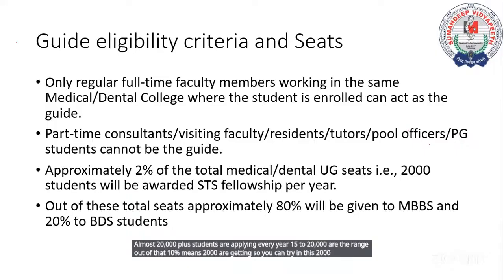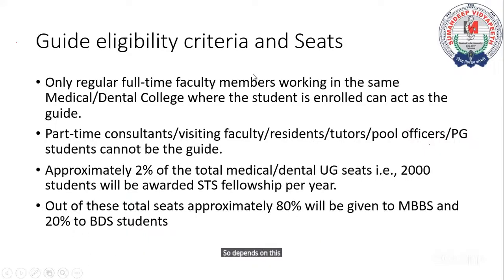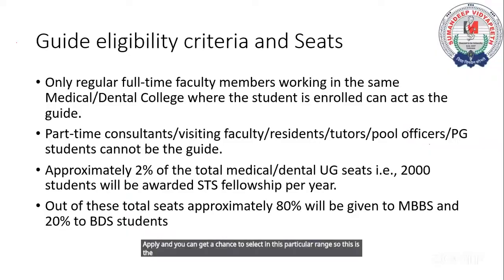Out of these total seats, approximately 80% will be given to MBBS and 20% to BDS. So the ratio is 80 to 20. Depending on this, you can apply and you can get a chance to be selected in this particular range. So this is the eligibility criteria and seat numbers.